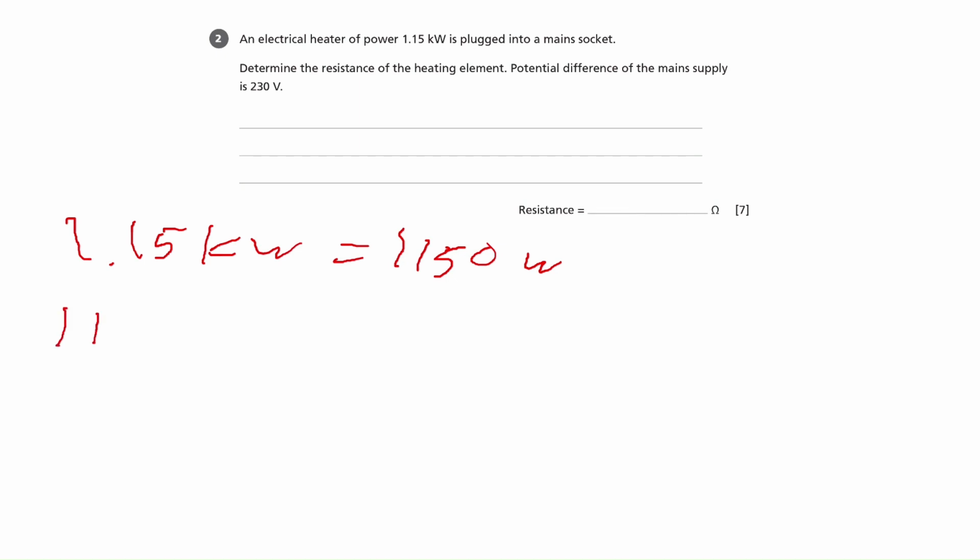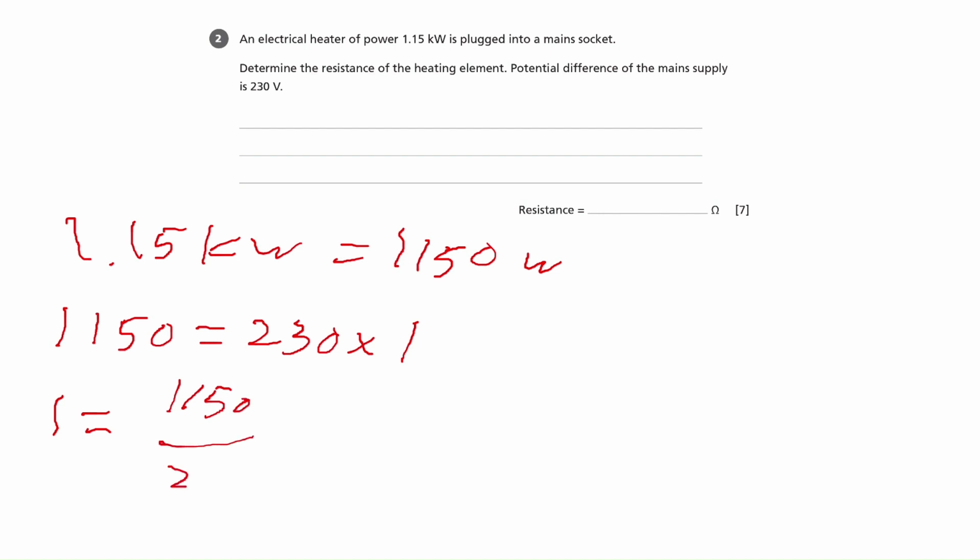So we can say 1150 equals the potential difference times the current. Obviously we don't know the current, but that's okay because we can do a rearrangement. So we can say that current equals 1150 power divided by the potential difference, giving us an answer of 5 amps. So that's the first part of the question done.